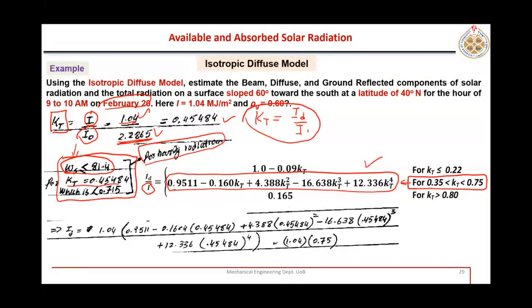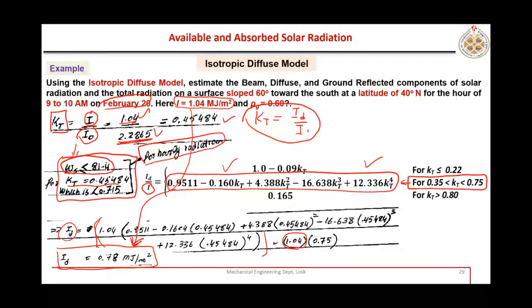Again on a horizontal surface. So far everything we are calculating is for a horizontal surface. By putting in the values of KT, we can find out ID. This whole equation is multiplied by I also, so here we are multiplying with I also. So this is ID, the diffuse part of that I, in that 1.04. This is diffuse, which means the rest is beam.